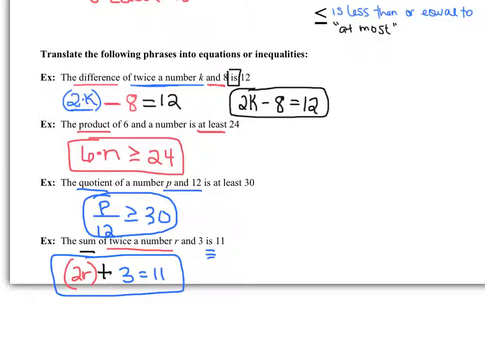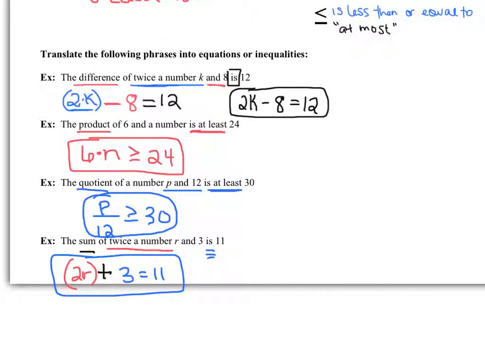So in this first example, I have product, which means multiply. I'm multiplying 6 and a number, and it didn't tell me what the number was, so I just made up n for that. And then is at least 24. I should have underlined the is as well. Is at least 24 means that it can be 24 or more. So is at least means 24 or more, which means greater than or equal to. Quotient means to divide, and remember we're going to show division by using the fraction bar. I'm dividing p in 12, so p over 12, and again, is at least 30 is greater than or equal to 30.